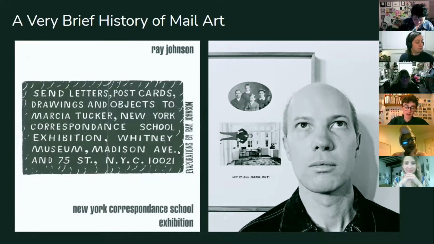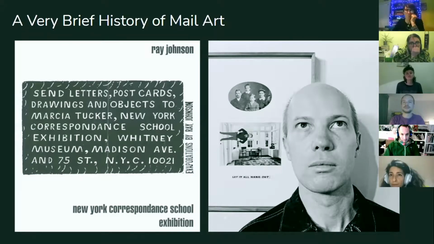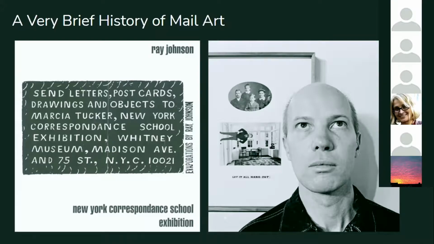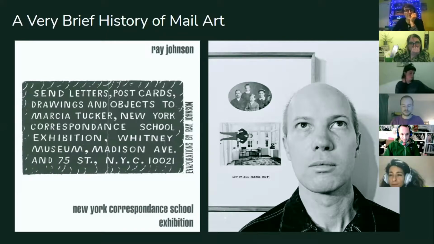Mail art emerged in the 1960s from various art practices. This artist here, called Ray Johnson, is a key figure in the movement, because around this time he began mailing art that he'd made to friends, along with instructions that invited them to add to the art and then send it on. Later he created an exhibition called the New York Correspondence School, which featured letters and postcards and drawings that were mailed in from over 100 participants. His exhibition highlighted the roles that postal workers play in production of mail art.